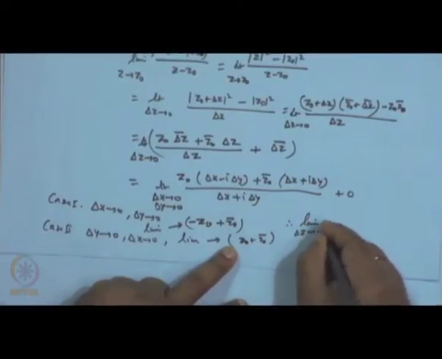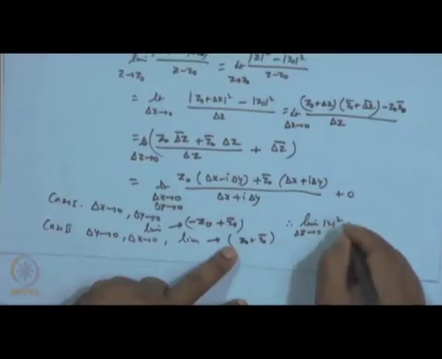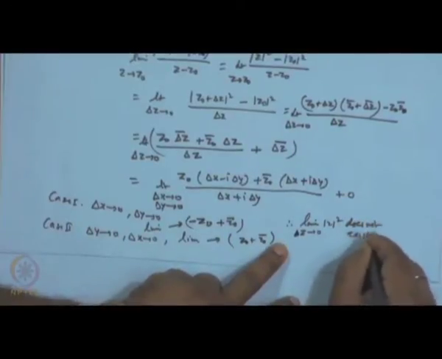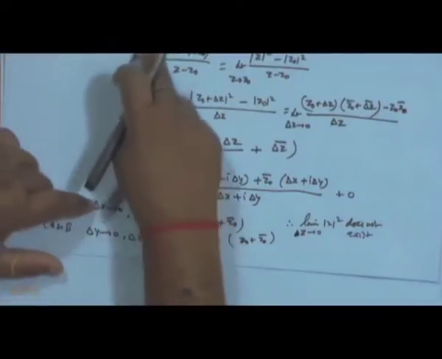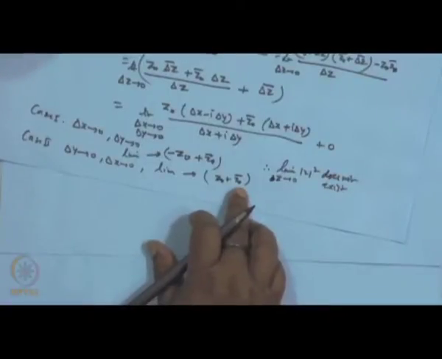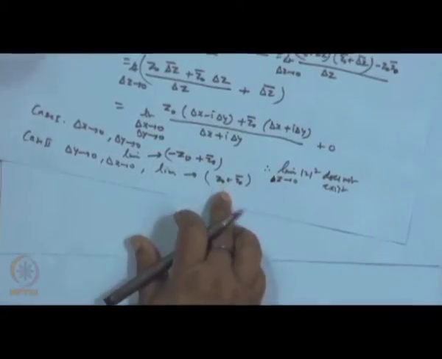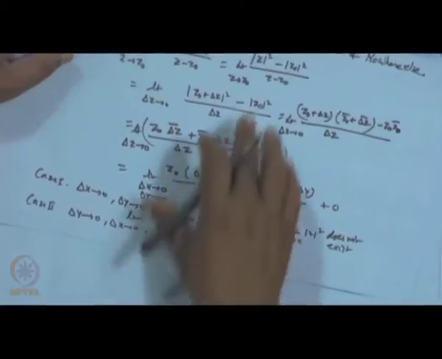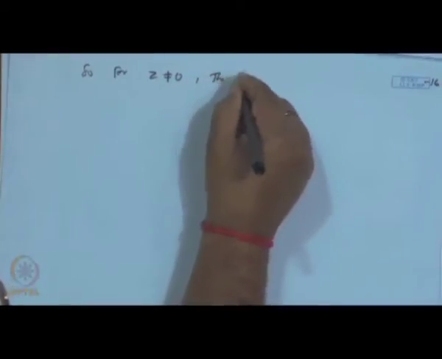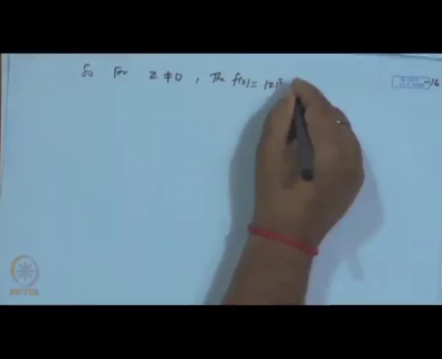As delta z tends to 0, the limit for f of z equal to mod z square does not exist. So, it is not differentiable at z naught, but if I take z naught to be 0, what happens? If I take z naught to be 0, z naught bar is also 0. So, limit exists, and in fact, with the help of the epsilon delta definition, you can prove that this limit exists. So, for z different from 0, the function f z which is mod z square is not differentiable.